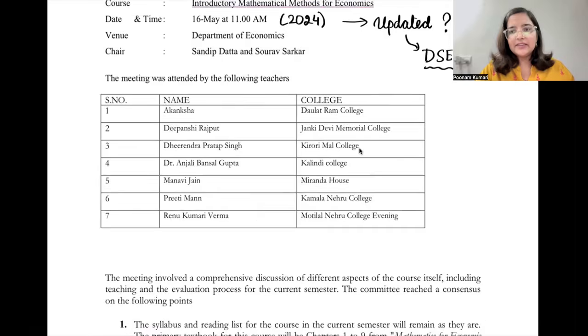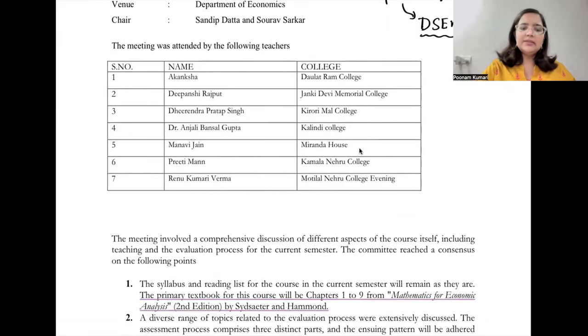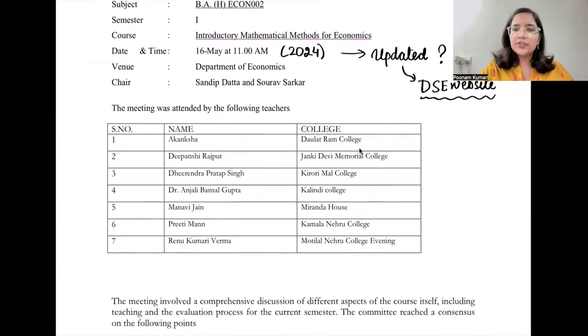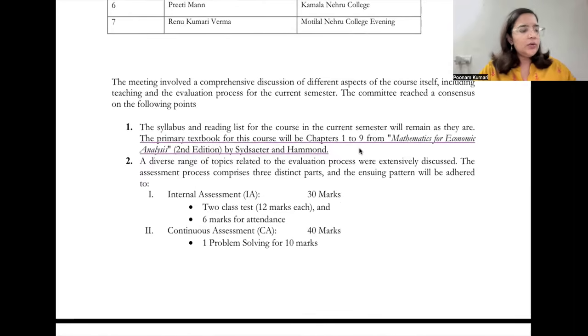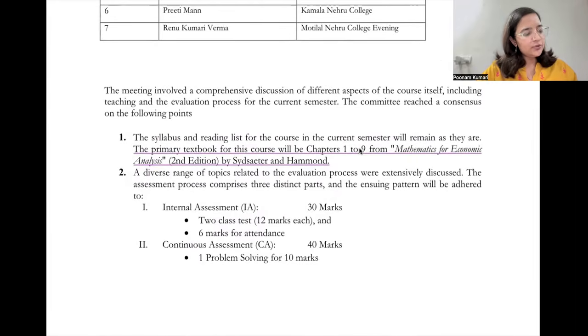So every single year, there is a meeting which happens जिसमें syllabus में कुछ changes करने हैं कि नहीं, या फिर exam pattern क्या रहेगा. All of this is discussed. So we are just going through that only. ठीक है. So according to this particular reading, आपका जो syllabus है and reading list है, that will remain as जो last time था, and the primary textbook for this particular course will be a book called Mathematics for Economic Analysis, second edition, by Sydsaeter and Hammond. So this is basically the main reference book that you will be having.